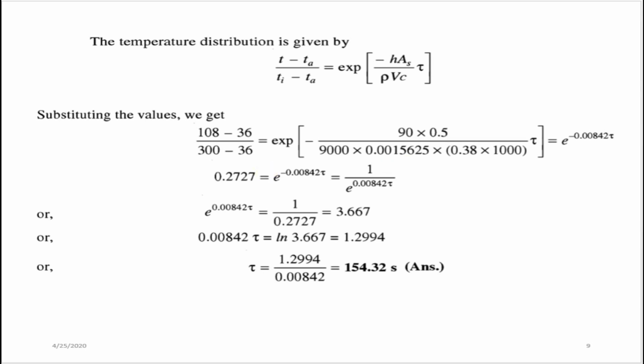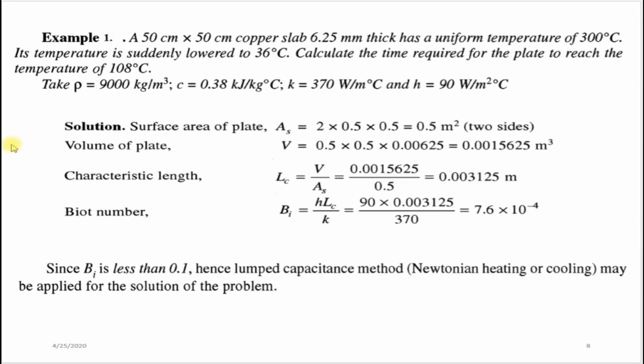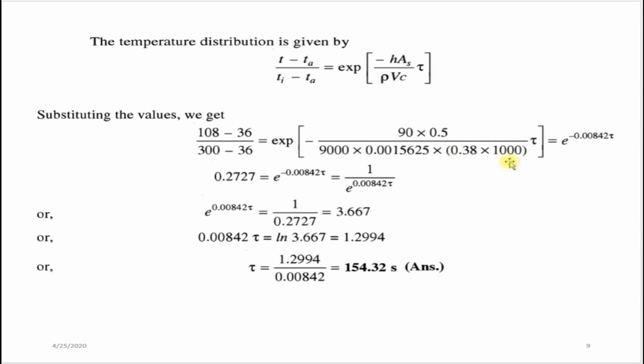Where the C value, that is the specific heat, is given as 0.38 kilojoule per kg, that you have to convert into joule, 0.38 into 1000. So if you substitute, on the left hand side you will get 0.2727 is equal to the exponential, which is nothing but e power minus 0.00842 into time t. This is the unknown. This we have to find out, what is the time taken.